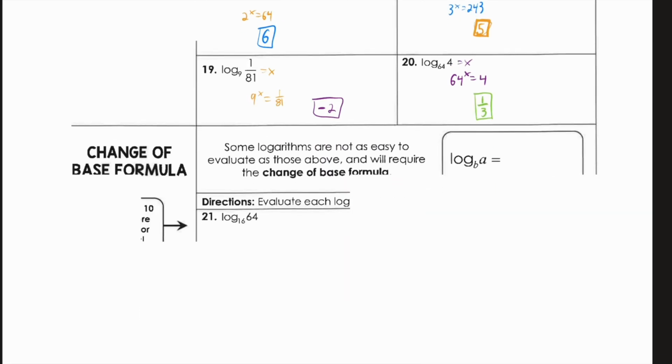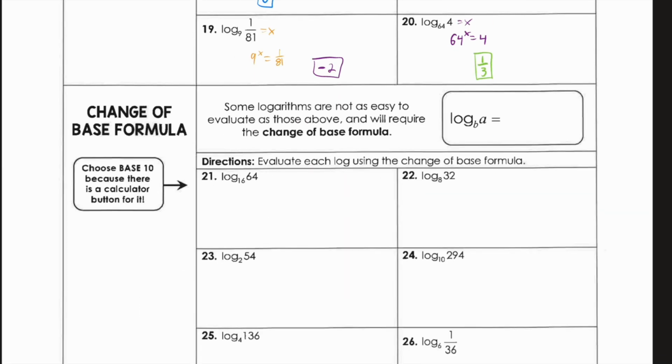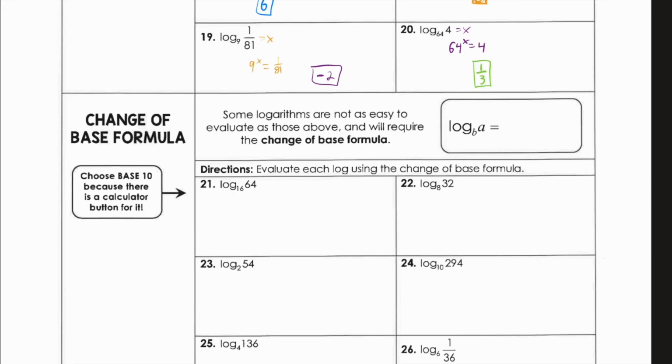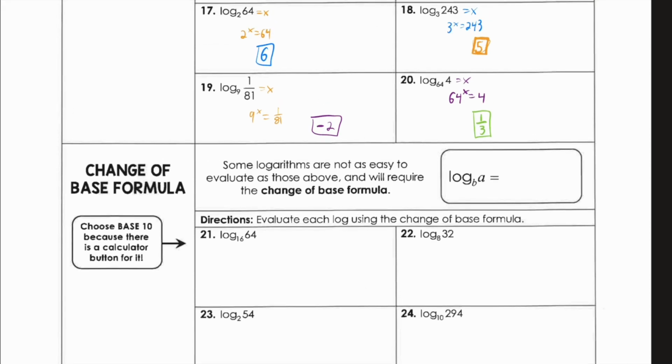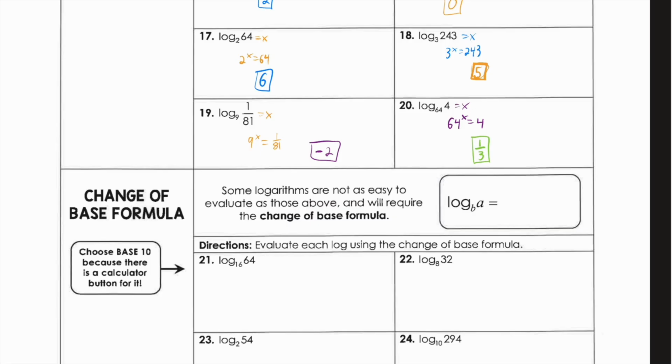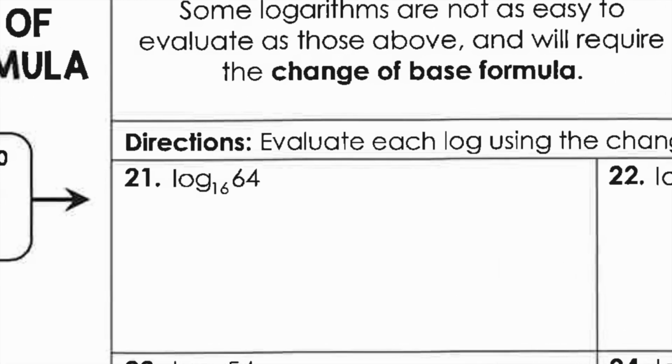Next, we'll talk about the change of base formula. So some logarithms are not as easy to evaluate as the ones above, because they're not a nice, clean power, essentially. It's not just like, oh, 2 to the power of 6 is 64, cut and dry. It may end up being something like number 21, where you have log base 16 of 64 equals x. If I were to set this equal to x, you would have 16 to the power of x equals 64.